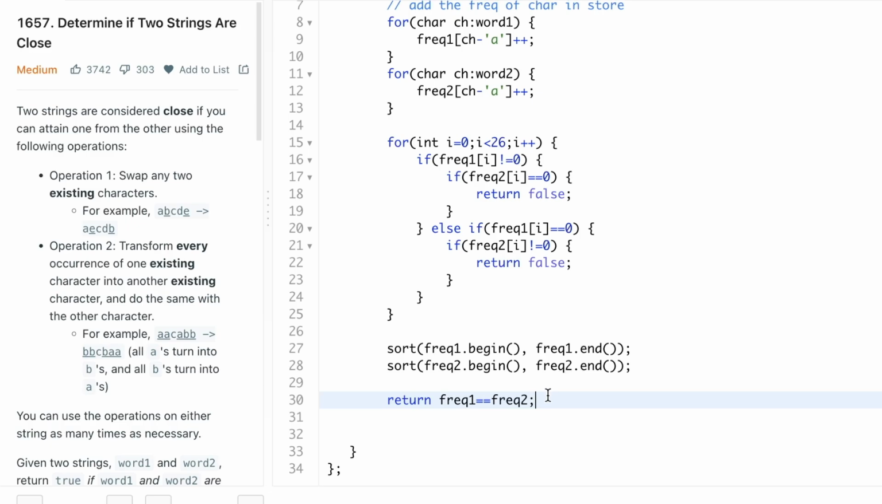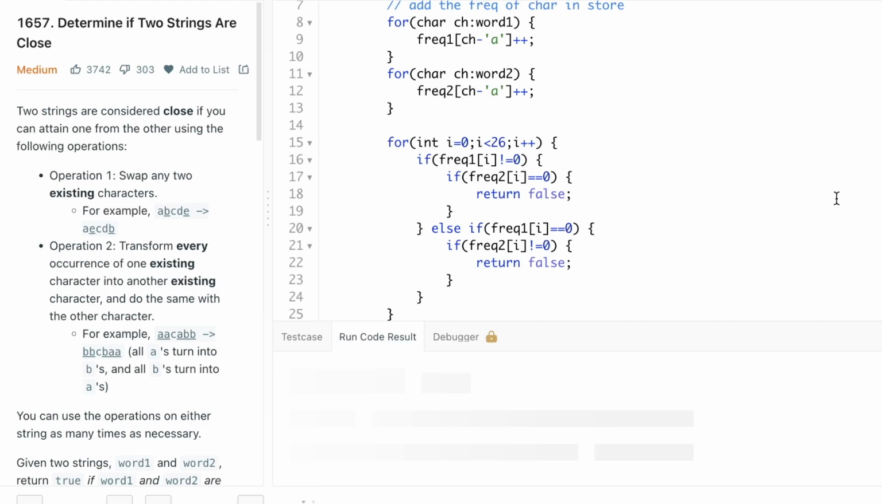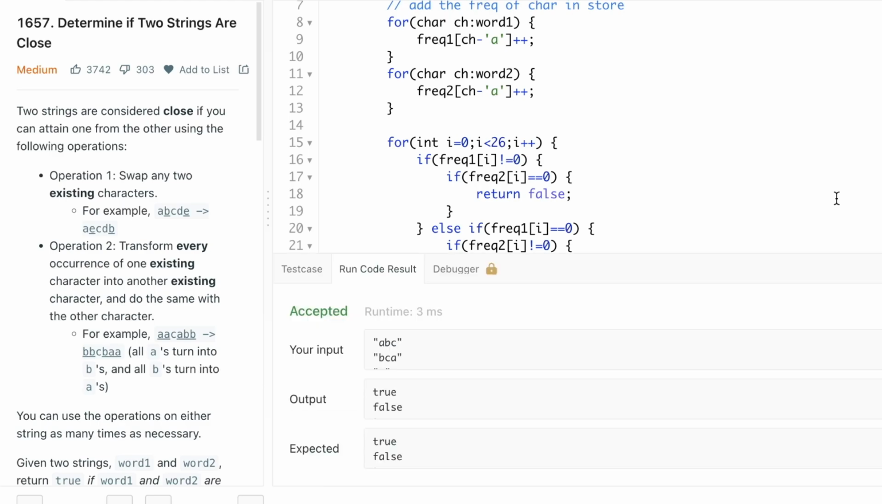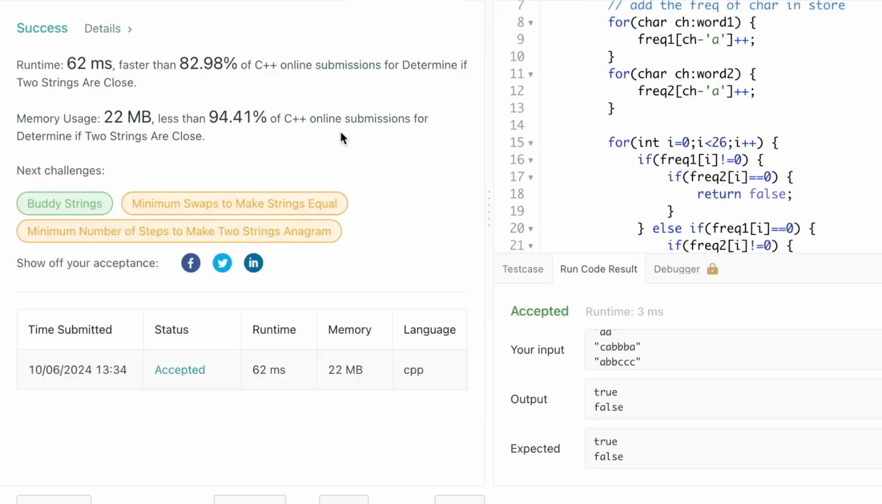So let's try to run our example test cases first. Yeah, it is working fine for all the example test cases. Let's try to submit it. Yeah, it is working fine for all of them.